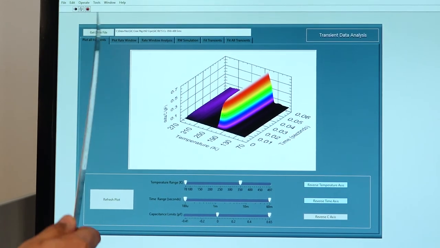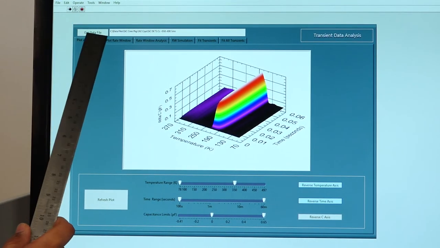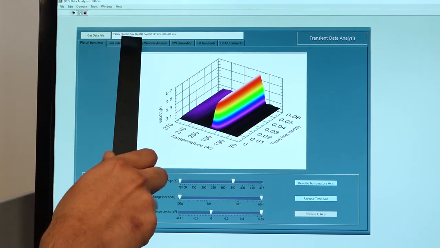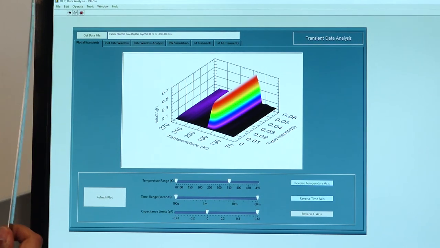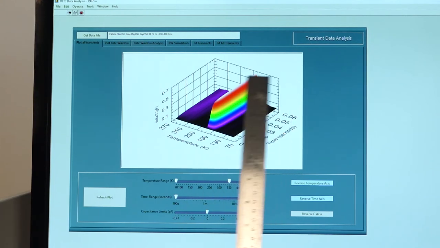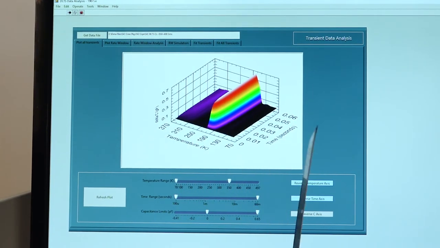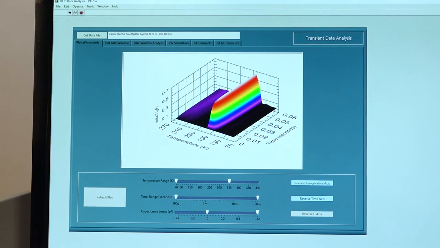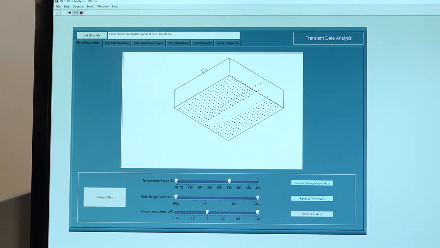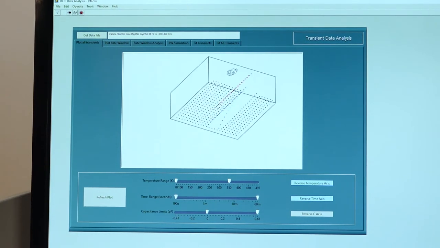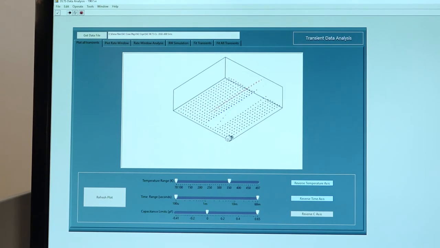There are 6 tabs. The first tab is getting data file. So we have stored the DLTS transients that we have recorded, and we call this data file here, and then we go to the first tab, which is plot all transients. This is a 3-dimensional plot which shows capacitance versus time on one axis versus temperature along the other axis. This plot helps us get an understanding as to at which temperature we would expect a DLTS peak to occur. So this 3-dimensional plot can be rotated to get a view of our choice.